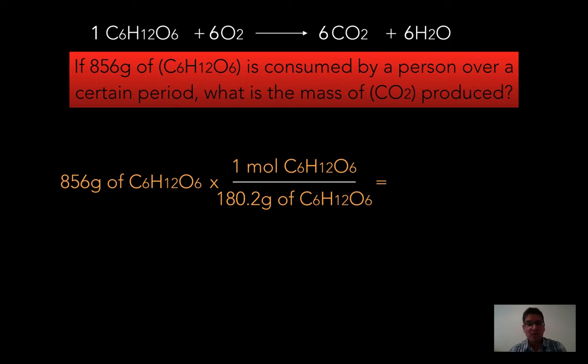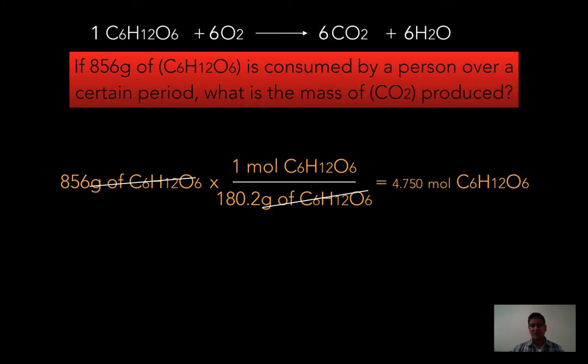So for 1 mole of glucose, I have 180.2 grams of glucose. Now what that's going to do is allow me to get rid of that unit of grams and convert it into moles, right? So essentially that's 856 divided by 180.2. And that gives me 4.750 moles of glucose.